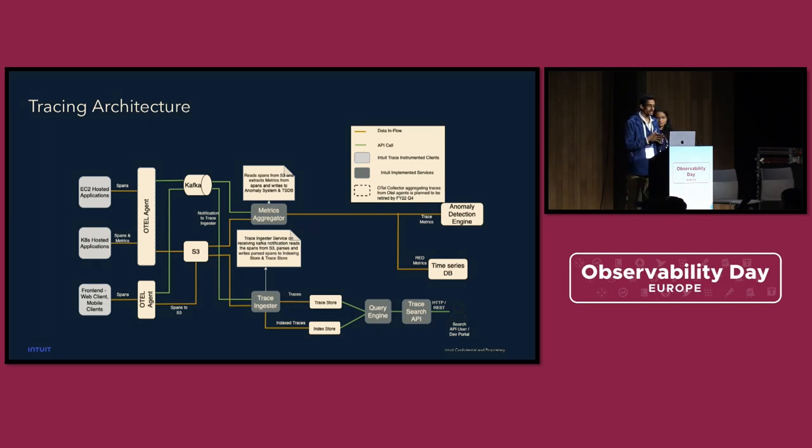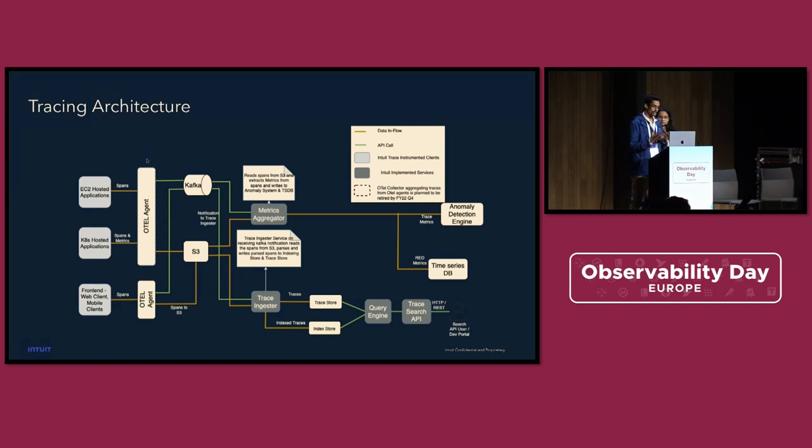So you get traces from different sources. If you look at the left side of the architecture diagram, you'll see the sources. There are traces coming from VM-based systems. There are traces coming from Kubernetes systems. And there are also traces coming from your front end as well. So all these spans and traces go into a common backend where the traces get stitched together.